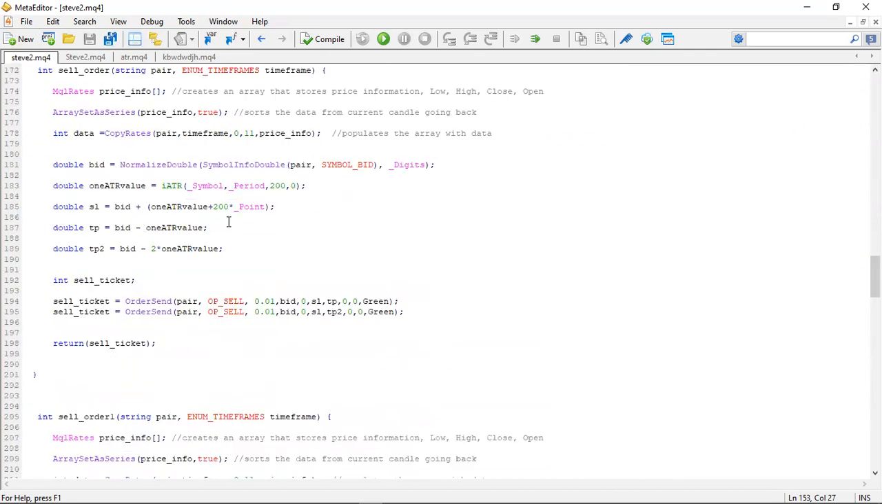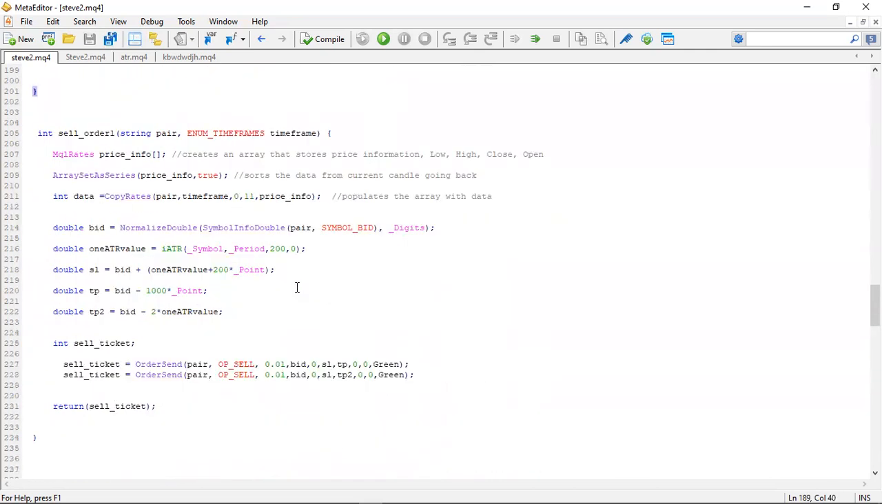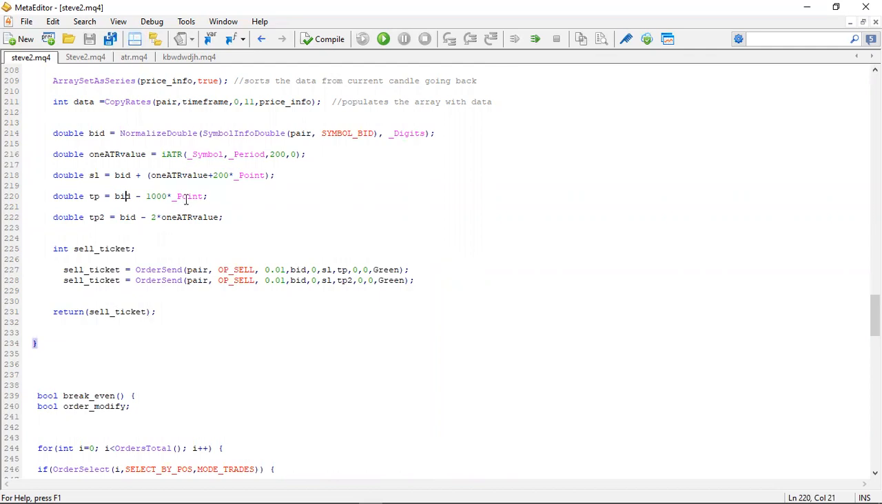Then you have another one here. This is for the sell order. In the same case, when you are selling, remember it's bid now. Bid is the selling price minus 1 ATR value, because we are going down. Now we are not going up. Minus 2 ATR value, the same. If the price goes from your selling price to 100 pips, you are good to break even.